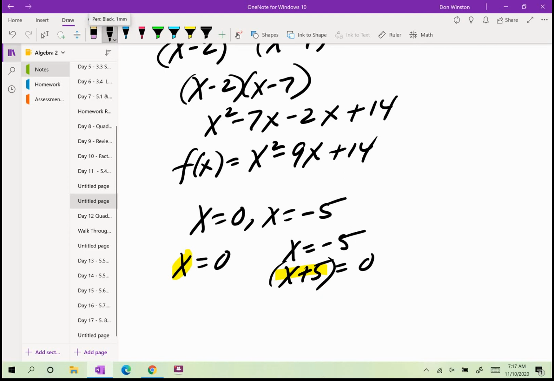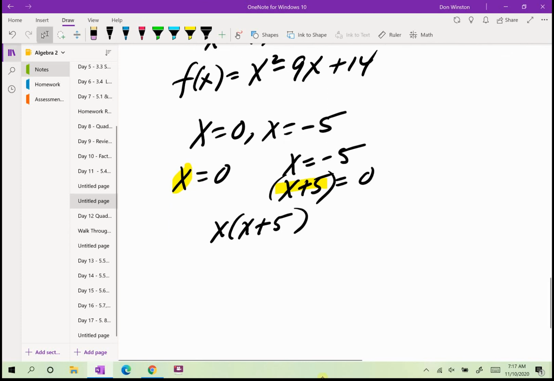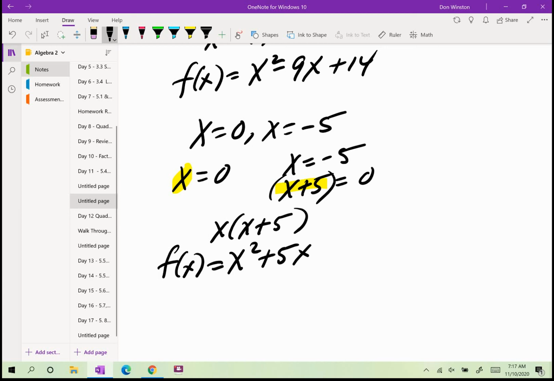So the quadratic function that would give me zeros of 0 and -5 would just be x times x plus 5. And so that would be x squared plus 5x. So that would be my quadratic function, x squared plus 5x, and it would give me zeros of 0 and -5.